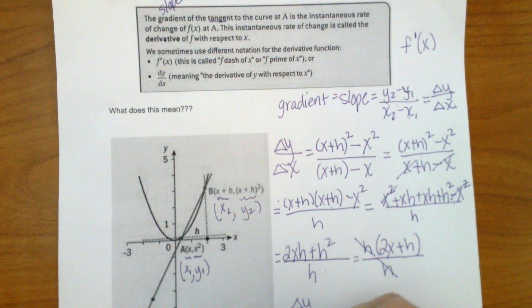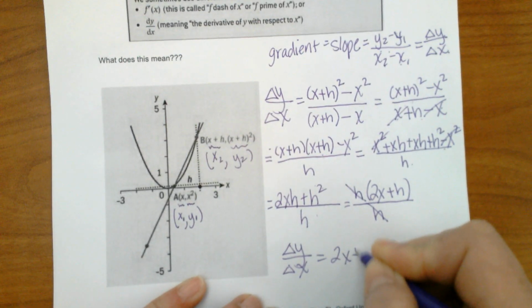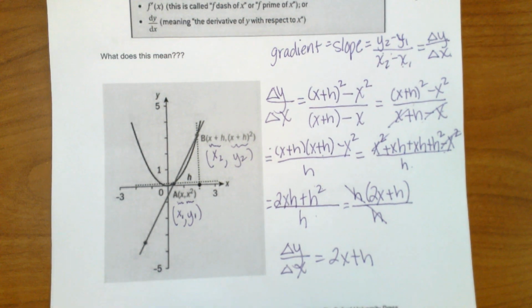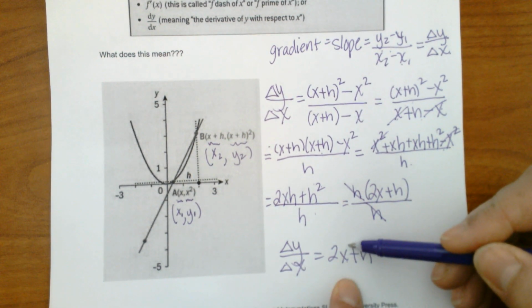And what we have left is delta y over delta x, which equals 2x plus h. And if you will notice, the highest exponent here is 1. This is an exponent of 1.